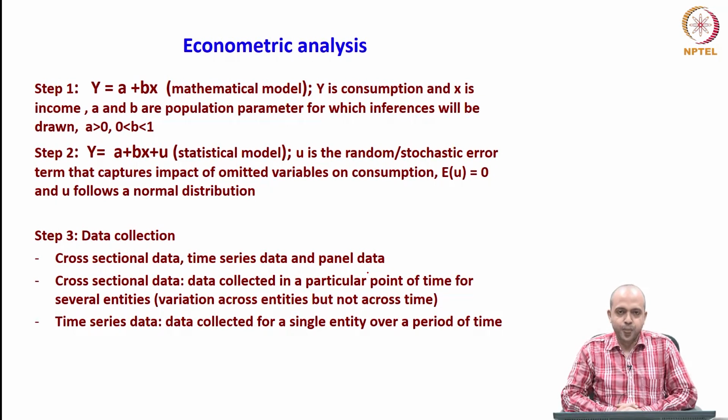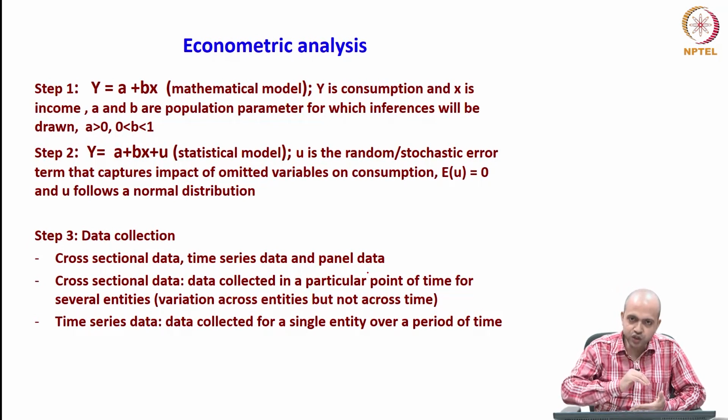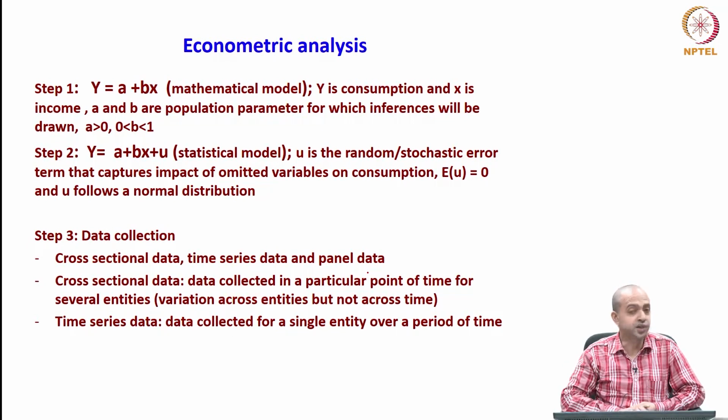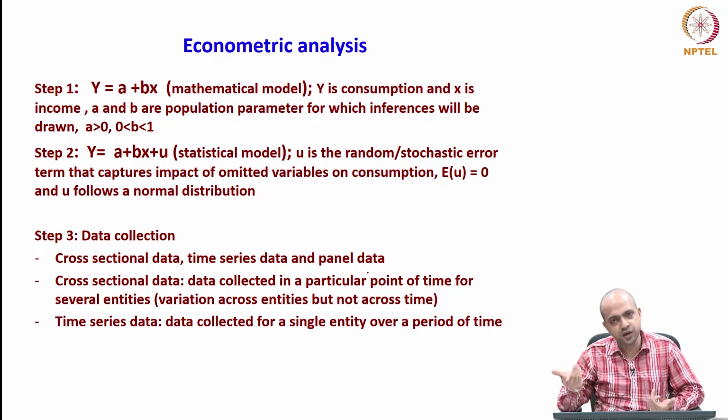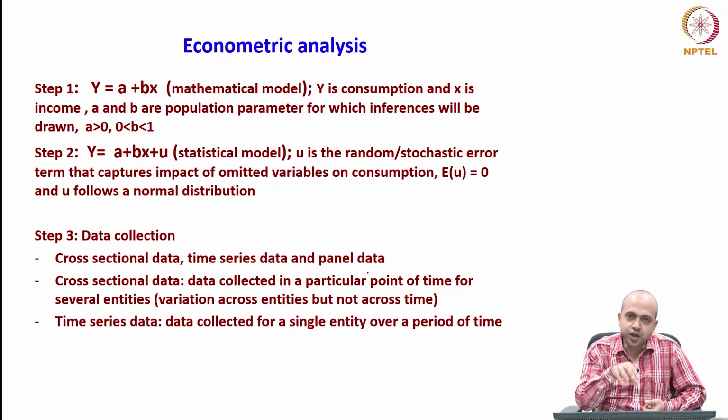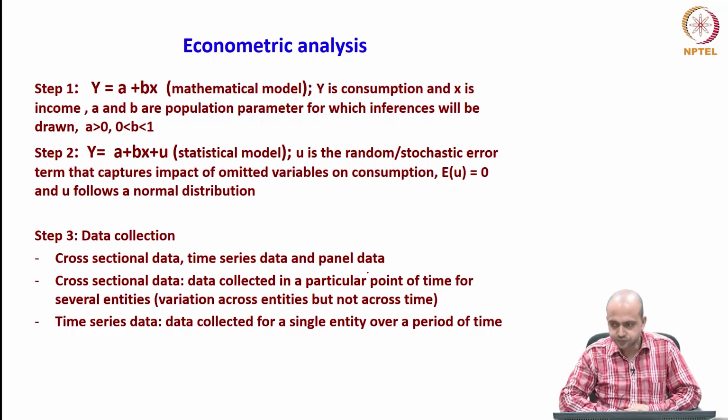Then time series data, it is just the opposite of cross section. That means here you have variation across time period, but there is no variation across entities. Why? Because you are collecting data only for a particular entity, and that entity might be an individual, might be a state, or might be a country. Okay? And you are collecting the data on income and consumption for the same entity over a period of time, let us say for the last 10, 15 or 20 years. Then the data will become time series data.